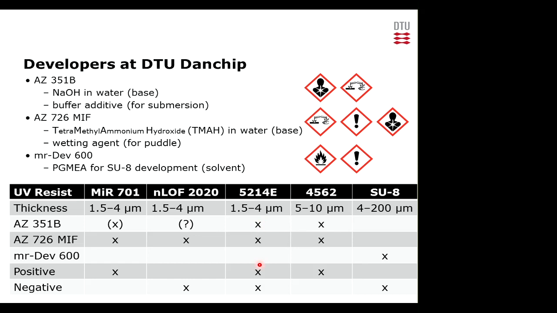Then we have the image reversal resist here, which you can see is both positive and negative. And this works perfectly well in both cases. So the 351B is the one we use for submersion development, and 726 is the one we use in the puddle developer. But this one can be processed in both without any problems. And the same goes for this resist, which is a purely positive, thick version of this image reversal resist. And it also works in both developers. And then we have SU8, which is always negative and only uses this particular solvent-based developer.